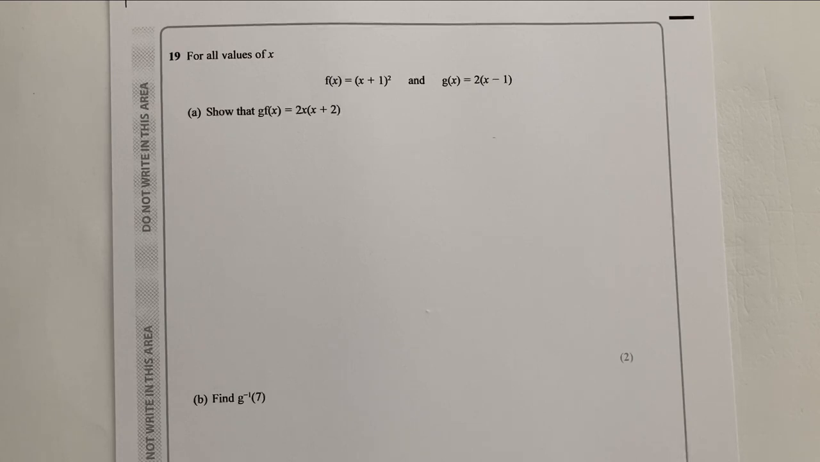So it says, for all the values of x, we've got f of x equals (x plus 1) squared and g of x equals that. Show that gf of x equals 2x(x plus 2). Okay, all right. So let's have a go at figuring out the gf of x.